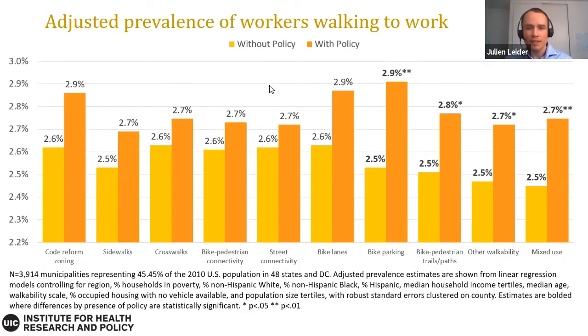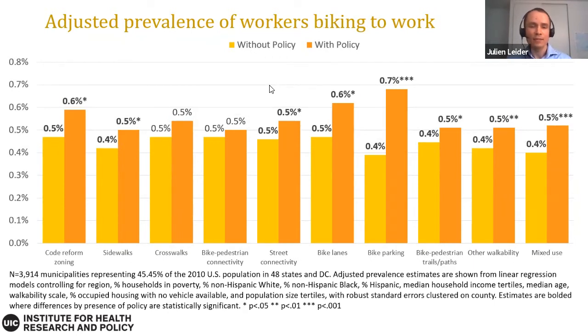Our first outcome here looks at the prevalence of workers walking to work. And we find that several zoning measures are positively associated with workers walking to work. And those are shown in bold and are the last 4 measures on the right on this slide. So for instance, without zoning addressing bike parking, we found an adjusted prevalence of 2.5% of workers walked to work. But with such zoning, 2.9% of workers did so.